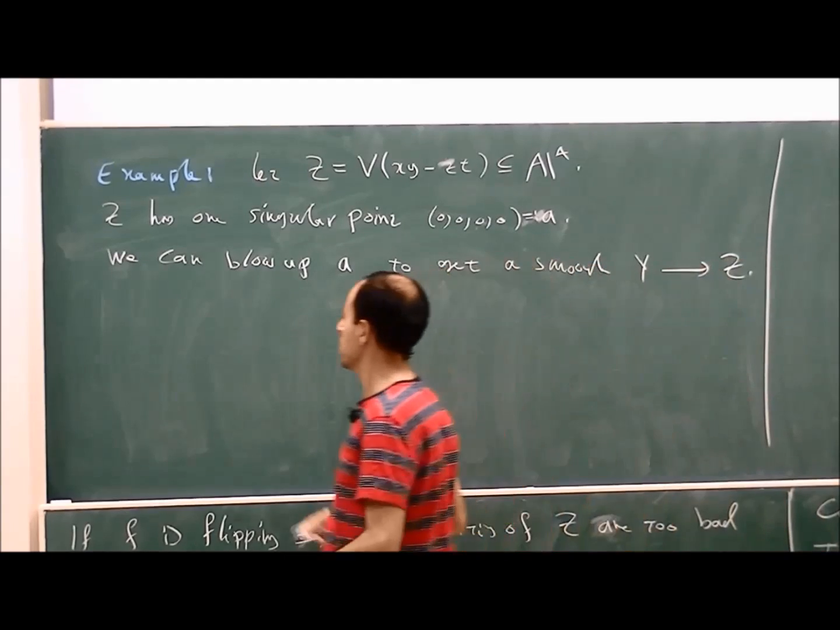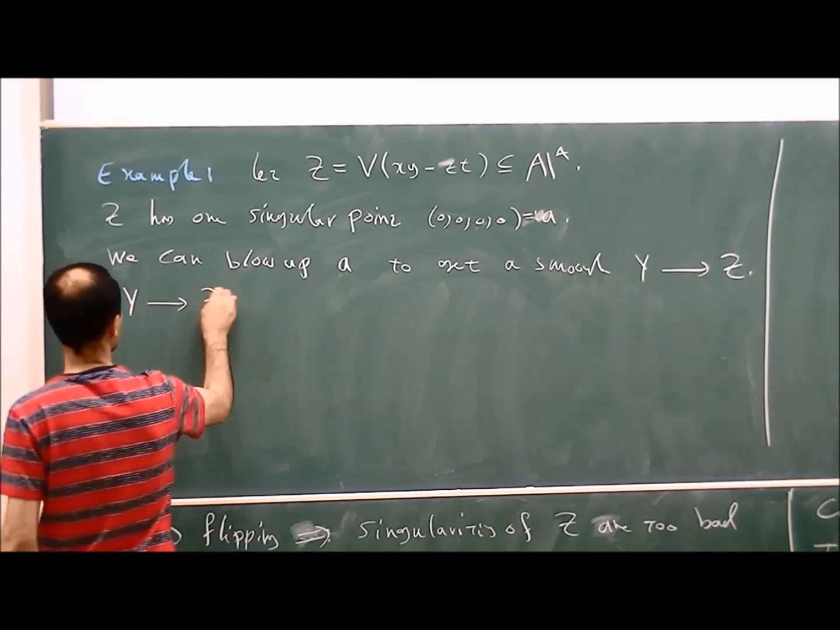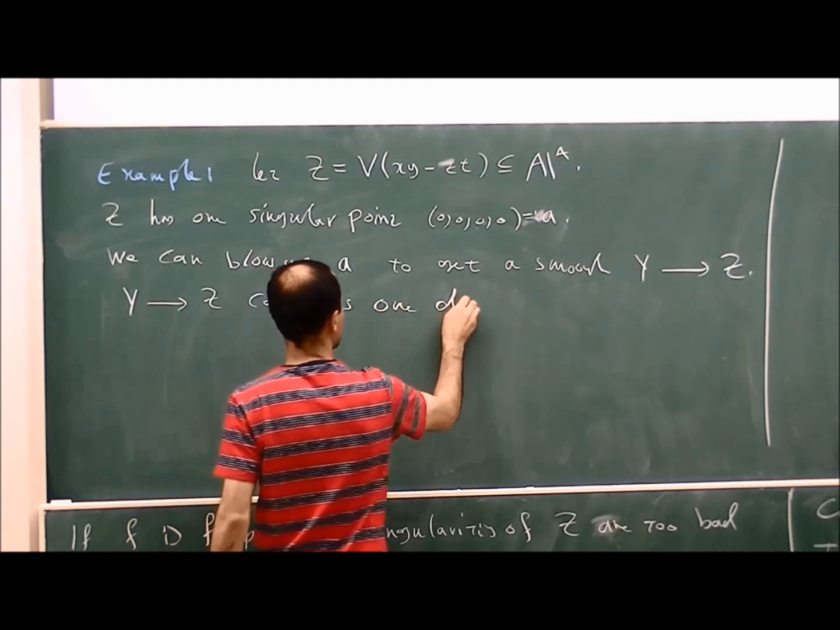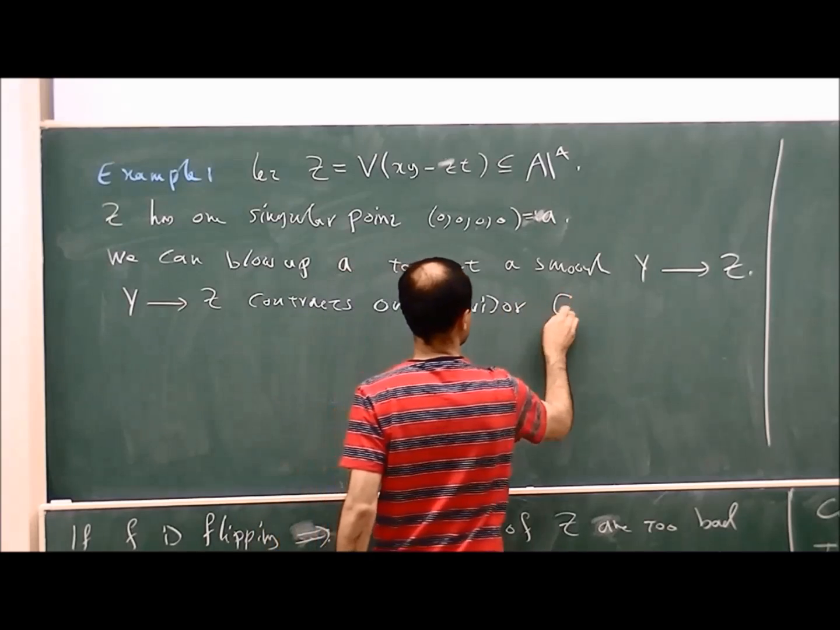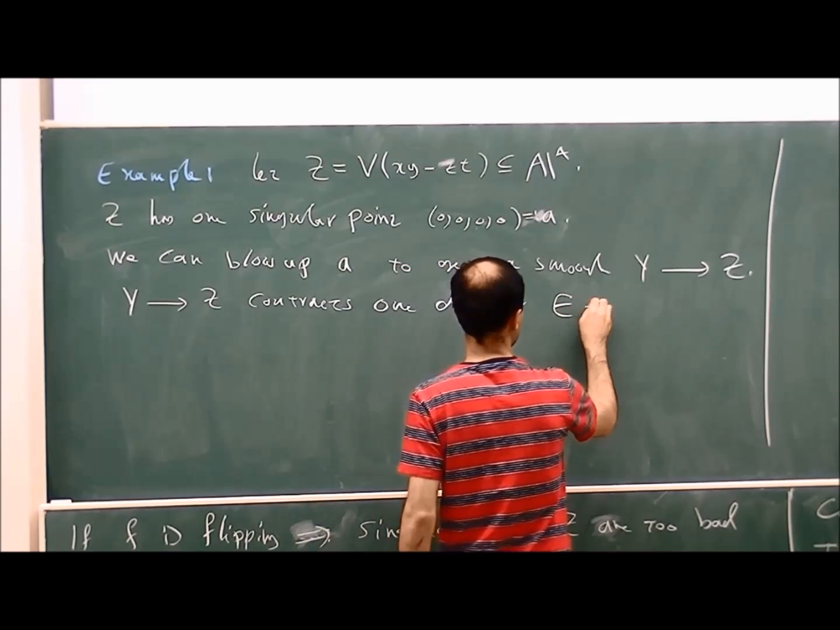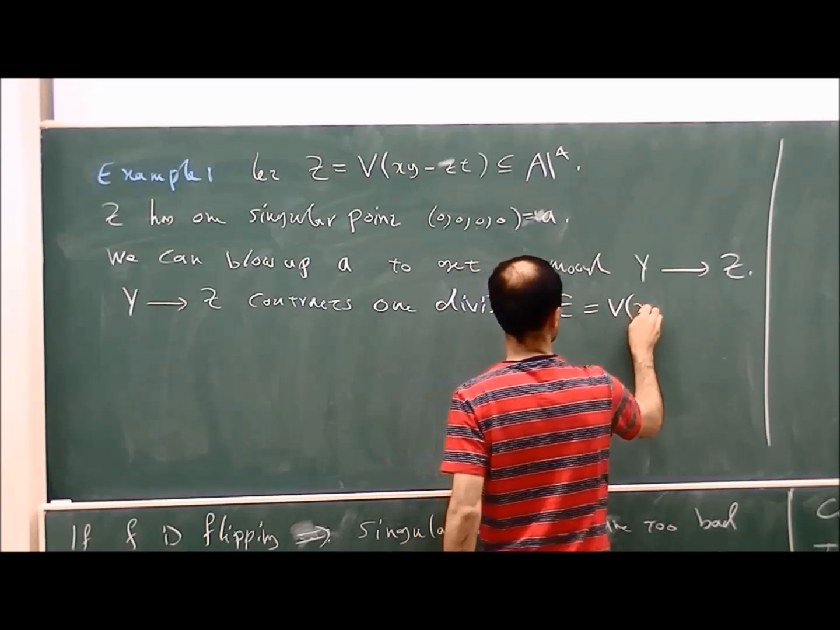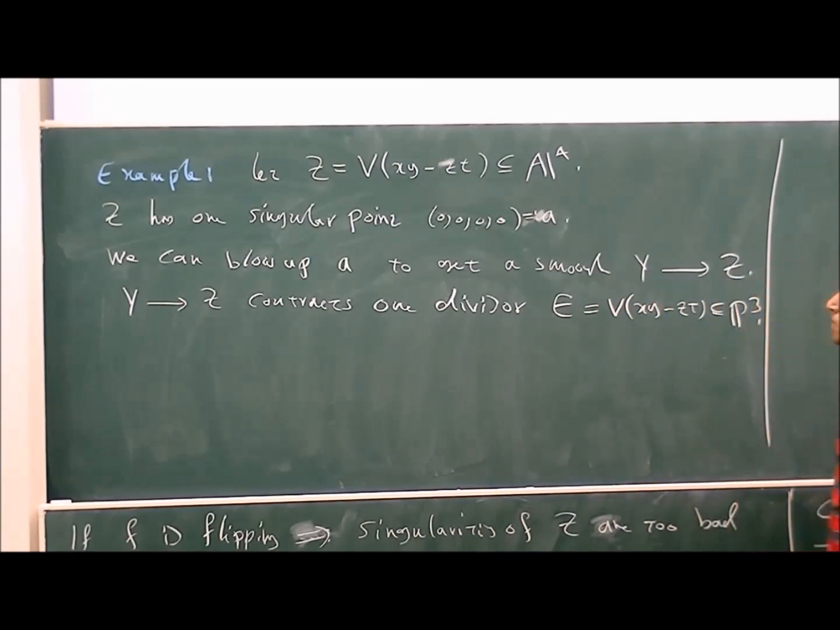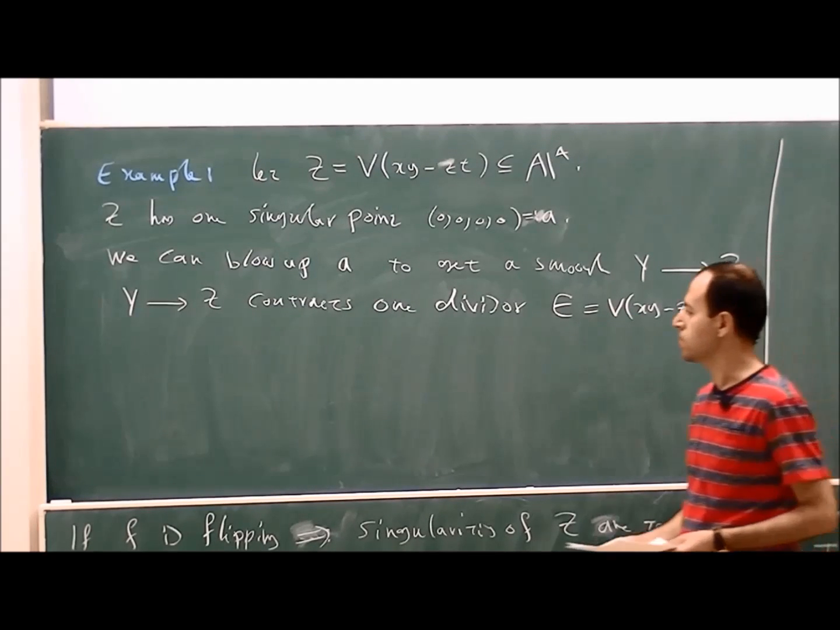So to put it short, then Y to Z contracts only one divisor. And in fact, this divisor is just given by the same equations. But now this is inside P3. That's because you blow up the point on A4, the exceptional divisor is P3, and then the equations on Z will just give you the equation of the exceptional divisor.